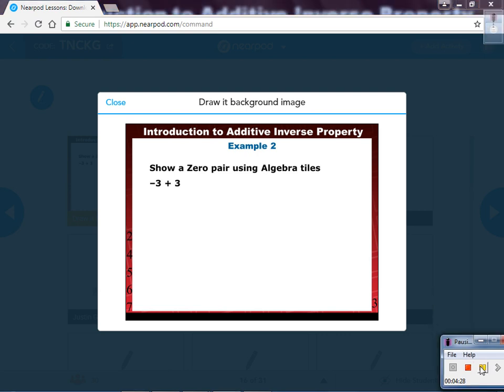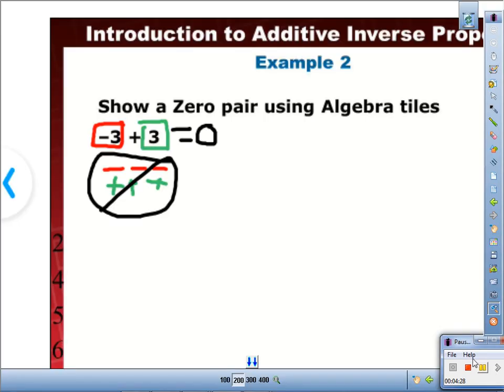Ready, go. Okay. Look at your screen and look at the previous example, the one that I just did. What is the major difference between the one on your screen right now and the previous example? Talk it over with your neighbor. What is the major difference?